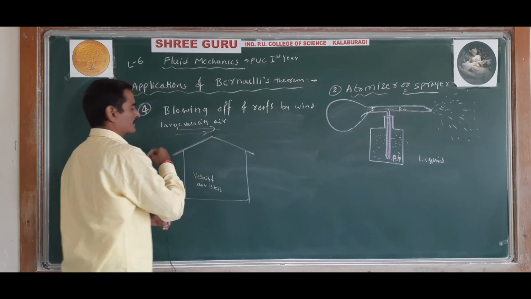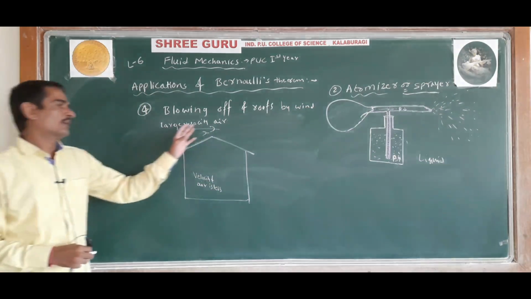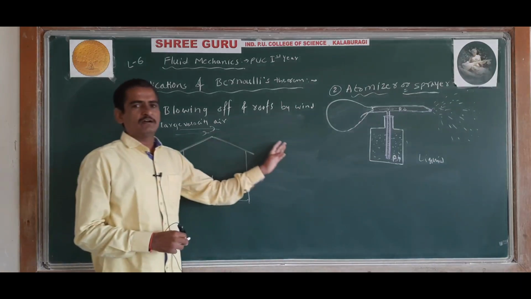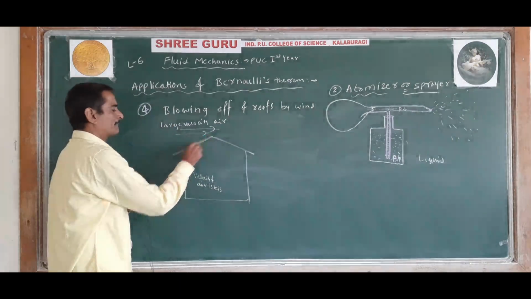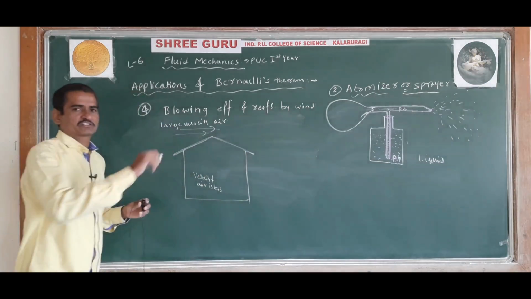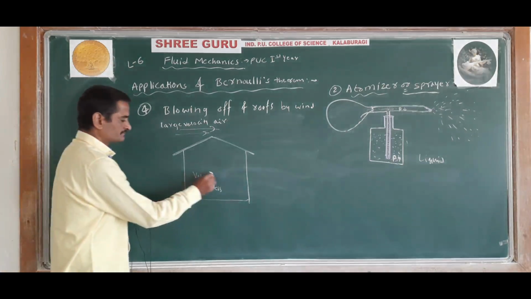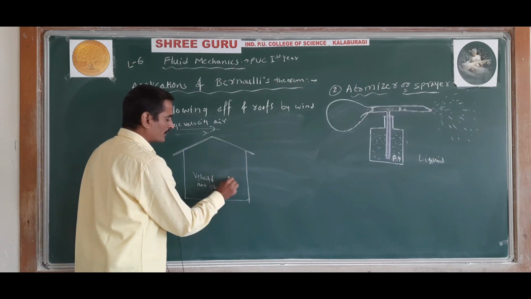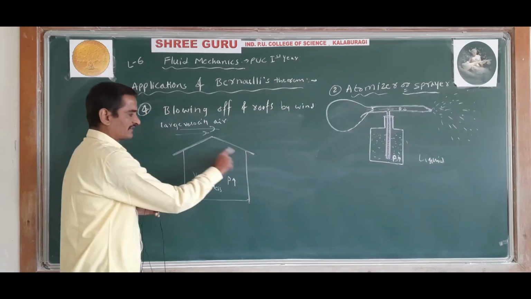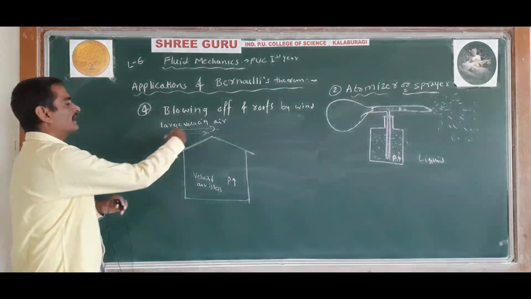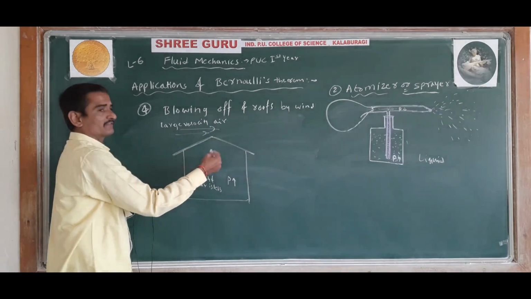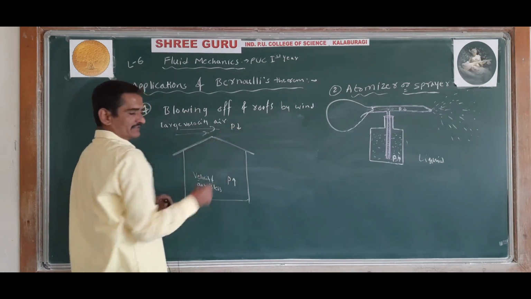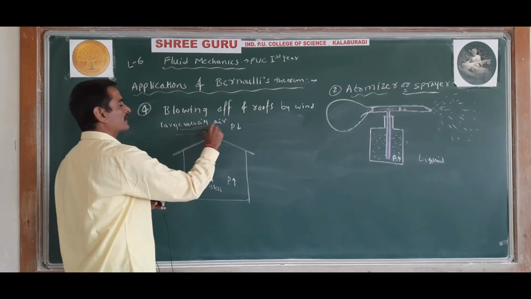Large velocity air flows on the upper surface of the roof, the tin shed. Inside the home, the velocity of air is less, so the pressure will be more, whereas on the top surface of the roof the pressure will be less, because the velocity of air is more.